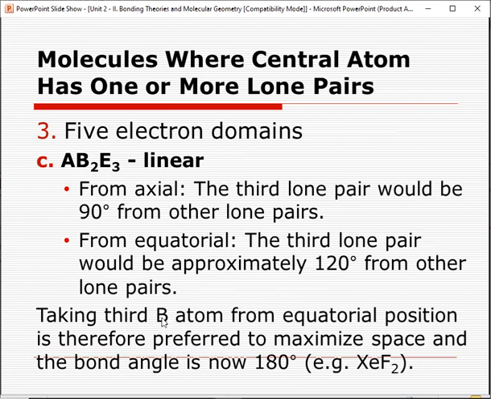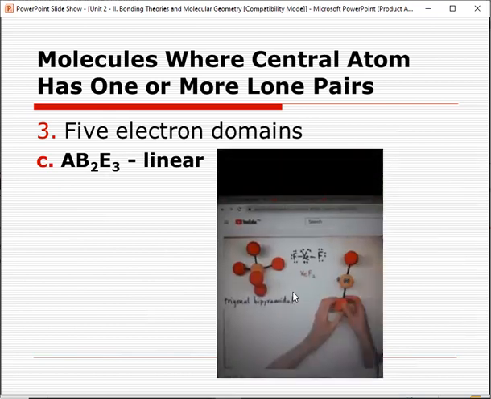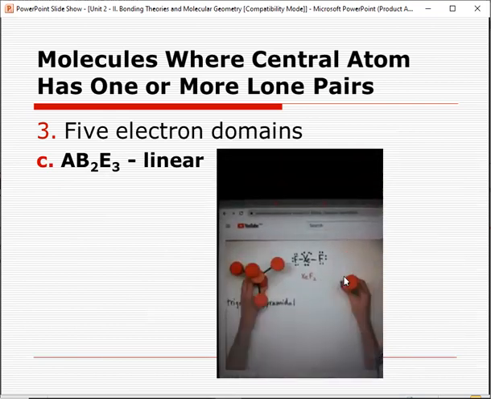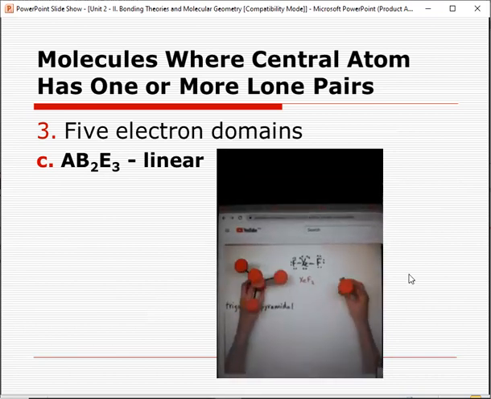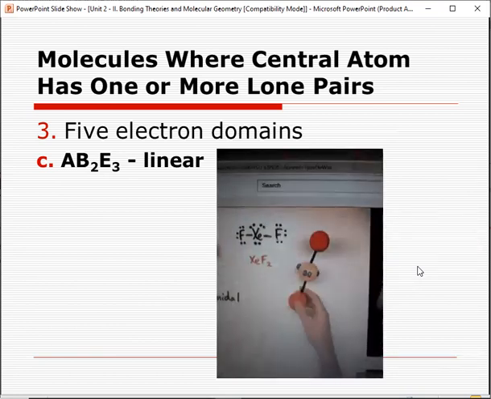So mas preferred gihapon nga sa equatorial ang position nimo ibutang ang ikatulo nga lone pair to maximize space, and the bond angle is 180 degrees. So mao gitawag siya nga linear. Though naa siya tulo ka lone pairs and duha ka outer atom, ang iyang geometry is linear. Kay iyang angle is 180 degrees. So example is XeF2. So iyang actual nga picture is like this. Mura na siya linear na siya. But there are 3 lone pairs in the equatorial position.